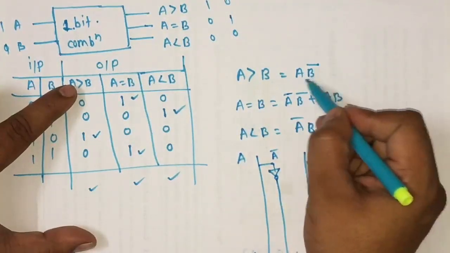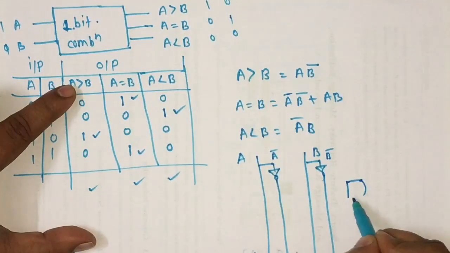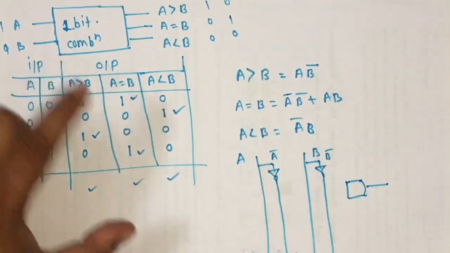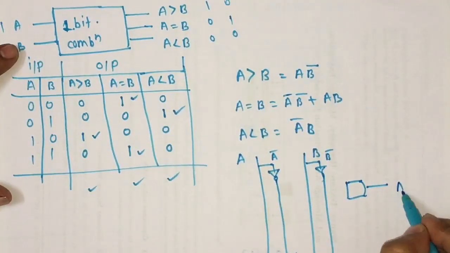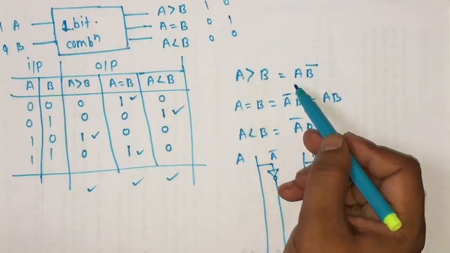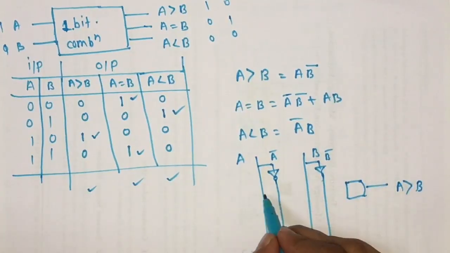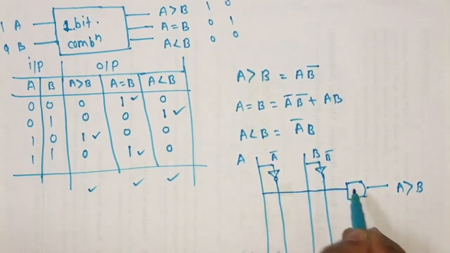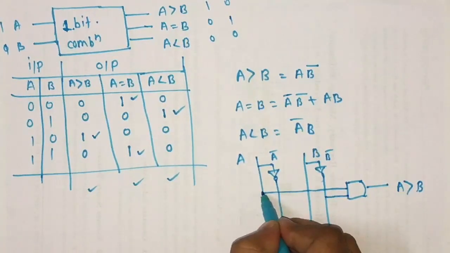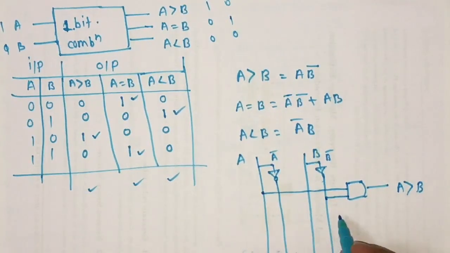First we will implement A greater than B. The product term is there, so an AND gate is required. For A greater than B, the inputs for the AND gate are A and B bar. So here I will connect A and the second input B bar. That is A greater than B.